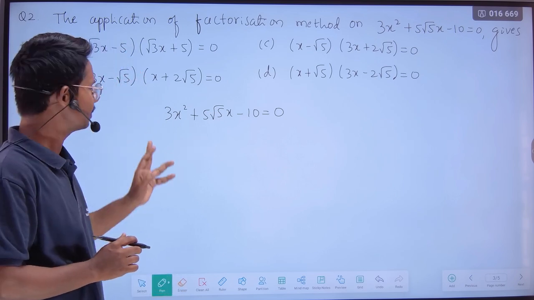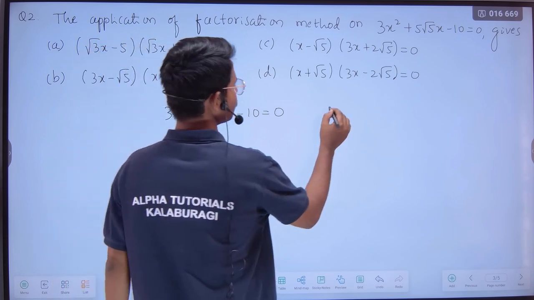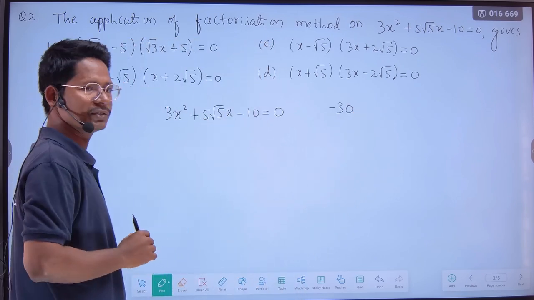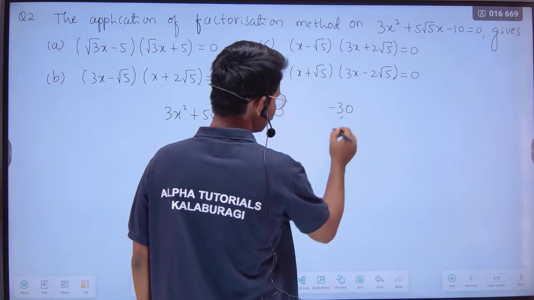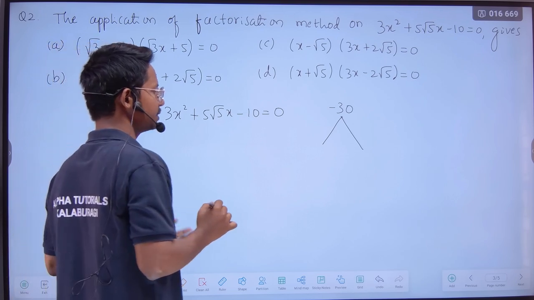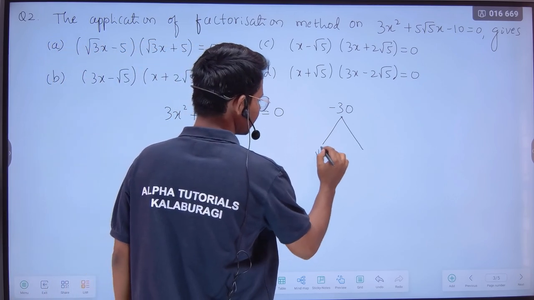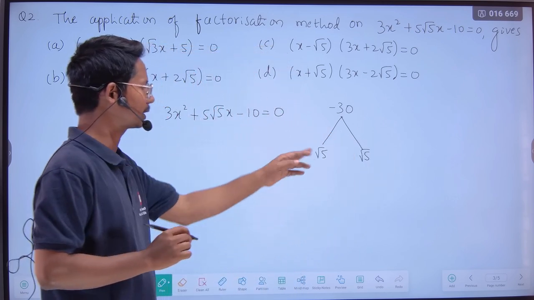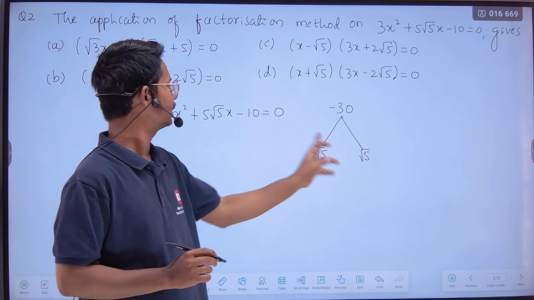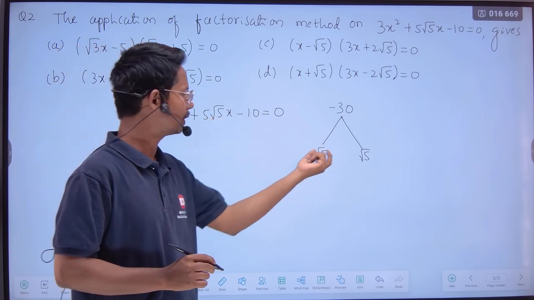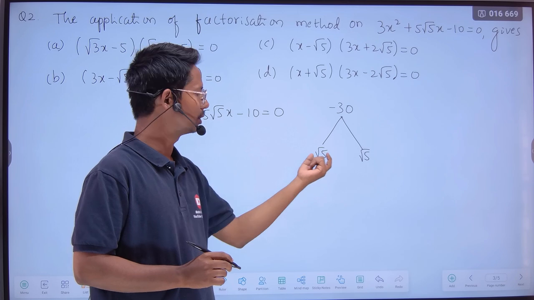Some steps are the same. a into c first, which is minus 30. a is 3 and c is minus 10, so minus 30. Now get the two factors by splitting the middle term, such that both factors must have a root 5. This is the step. Both factors must have root 5. With this only you will get the two roots. Root 5 you have, so root 5 should be in the factors on both sides.